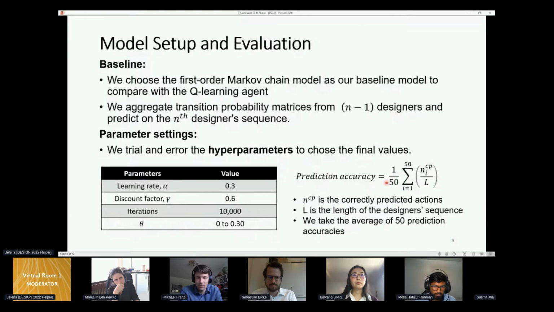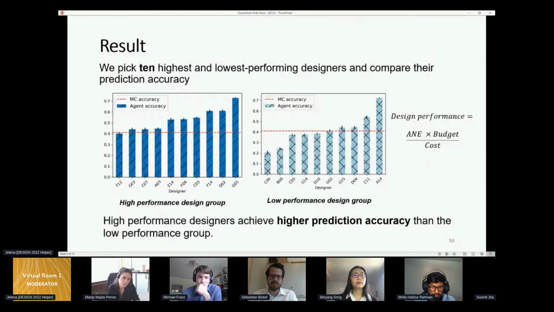The equation here shows how to calculate the prediction accuracy. Here, NCP is the number of correctly predicted actions, and L is the length of the total designer sequence, and we take the average of 50 prediction accuracies. We pick 10 highest and lowest performing designers and compare their prediction accuracies.